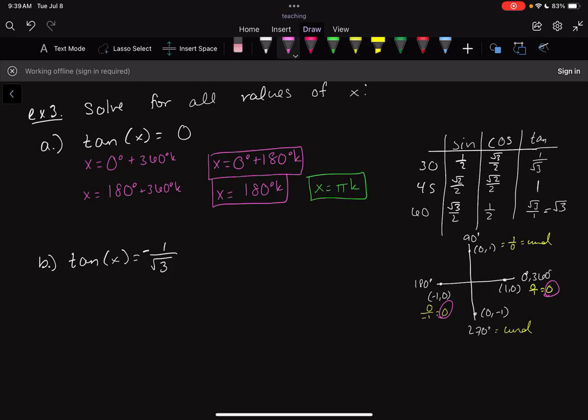So tangent equaling negative 1 over root 3. Well, if I come over here to my table, tangent 1 over root 3 happens at 30 degrees. So I know that my reference is 30. However, this is negative. So I need to think about what quadrants tangent is going to be negative in. Of course, I'll let you guys think for a second.